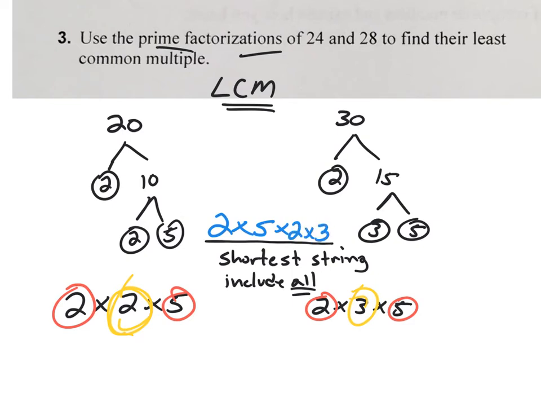And then we multiply. 2 times 5 is 10. 10 times 2 is 20. 20 times 3 is 60. So our answer, our greatest common factor, is 60.